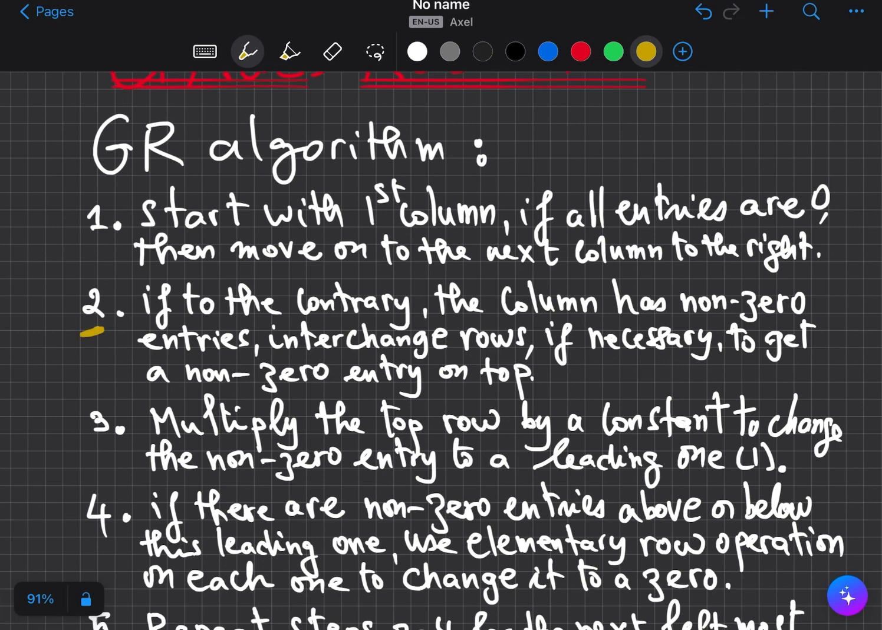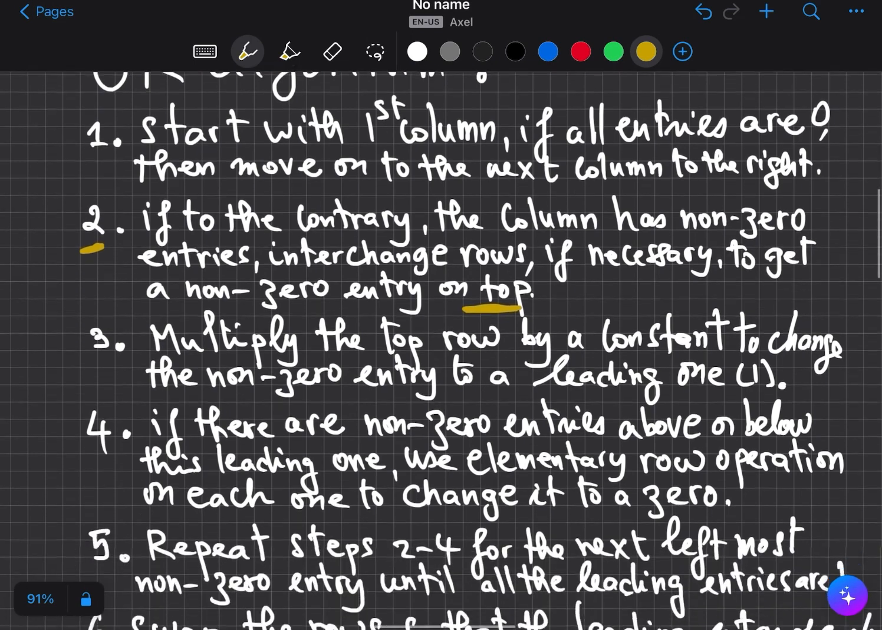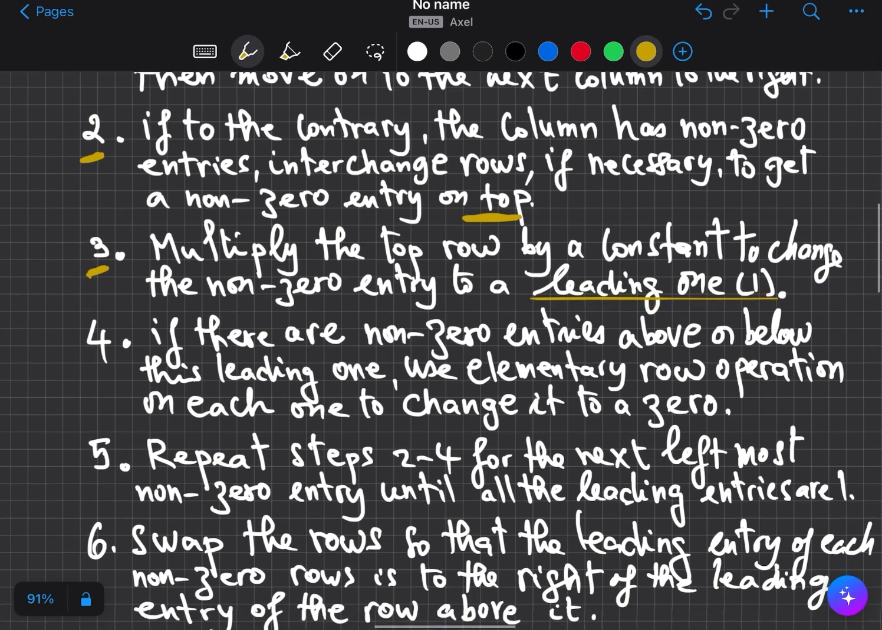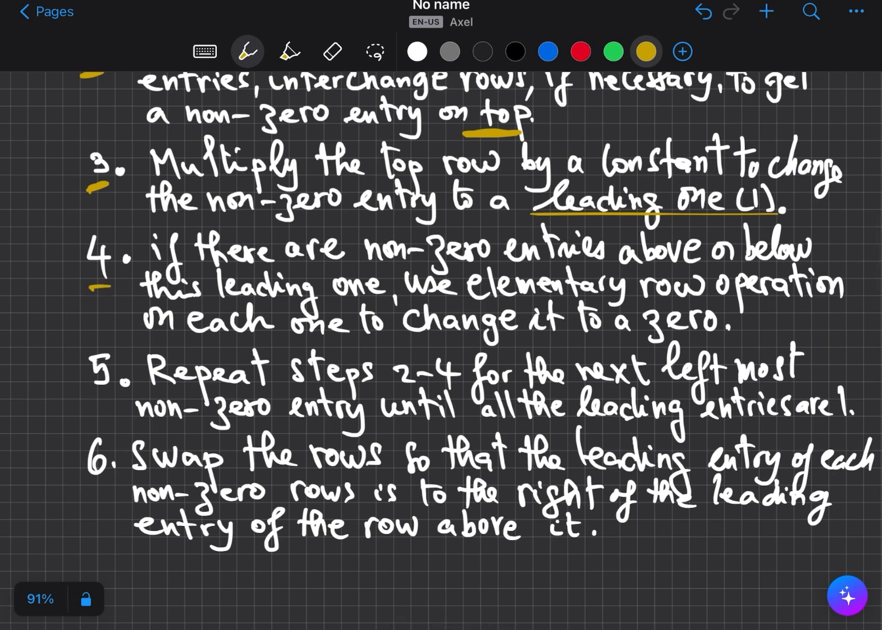Secondly, if to the contrary the column has non-zero entries, interchange rows if necessary to get a non-zero entry at the top. This is very important, and we will have a deeper look at it when we do some examples in this video. The third step will be to multiply the top row by a constant to change the non-zero entry to a leading one. Remember, we saw what the leading one was. And fourthly, if there are non-zero entries above or below the leading one, use elementary row operations on each one to change it to a 0.